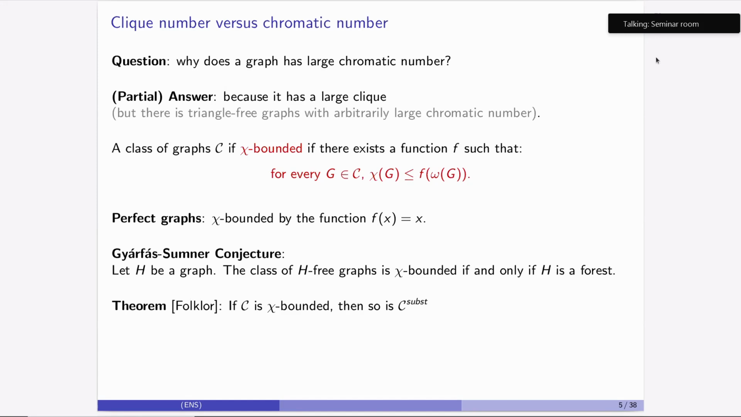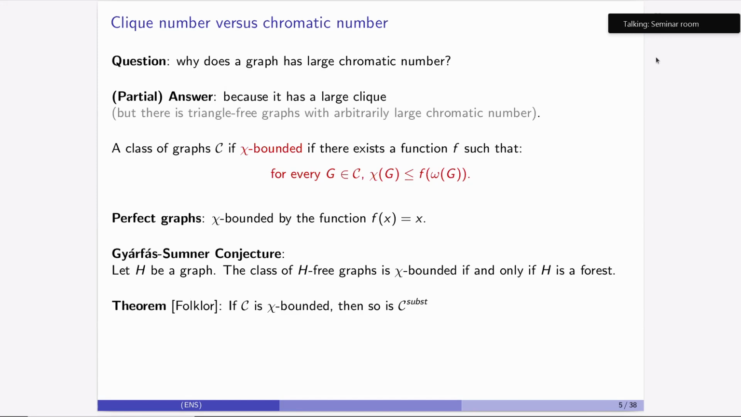Let me give you one conjecture and one result on chi-boundedness. The first one is the Gyárfás-Sumner conjecture. It says that given a graph H, the class of H-free graphs, where H-free means a graph that does not contain H as an induced subgraph, is chi-bounded if and only if H is a forest. This is still a conjecture. It has been proved for a few families of forests, but it's still widely open. I think it can be considered the main open conjecture in the theory of chi-boundedness. I will speak about it later.